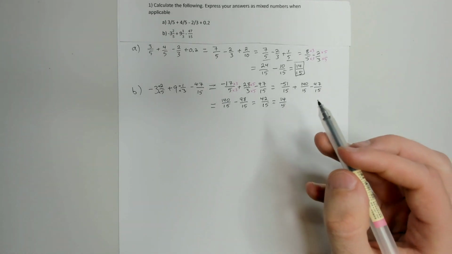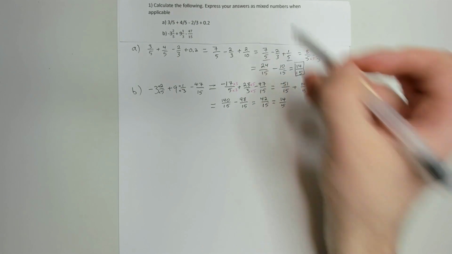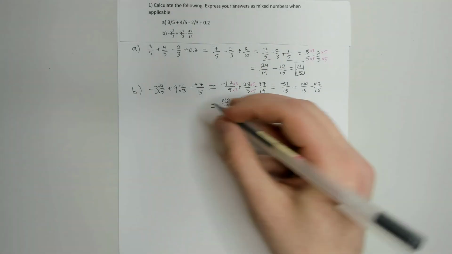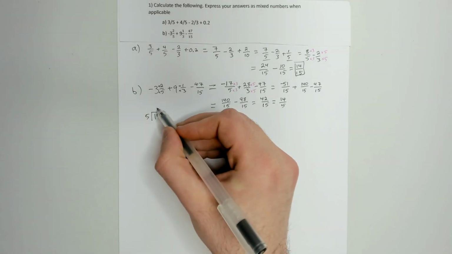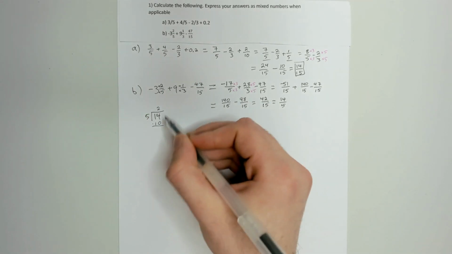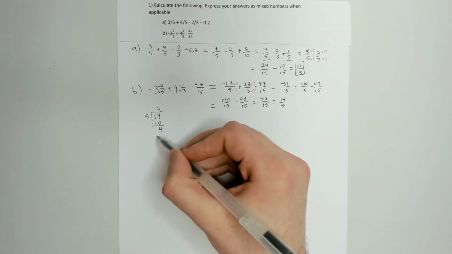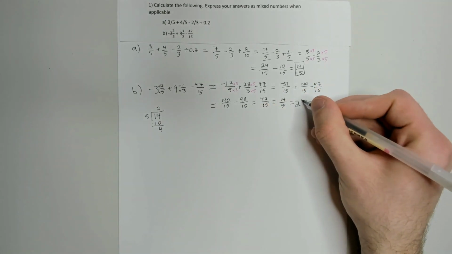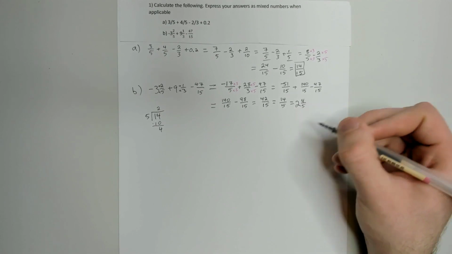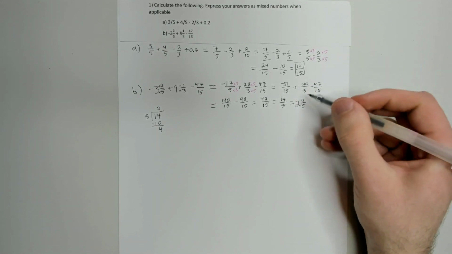But this asks us to express our answer as a mixed number, right? So to make this a mixed number, we're going to have to do 14 divided by 5. 5 goes into 14 twice. Subtract off that 2 times 5, which is 10, giving 4. That's our remainder. So we get 2 as the whole number part, and then our remainder is 4 out of the 5 we're dividing this improper fraction by.